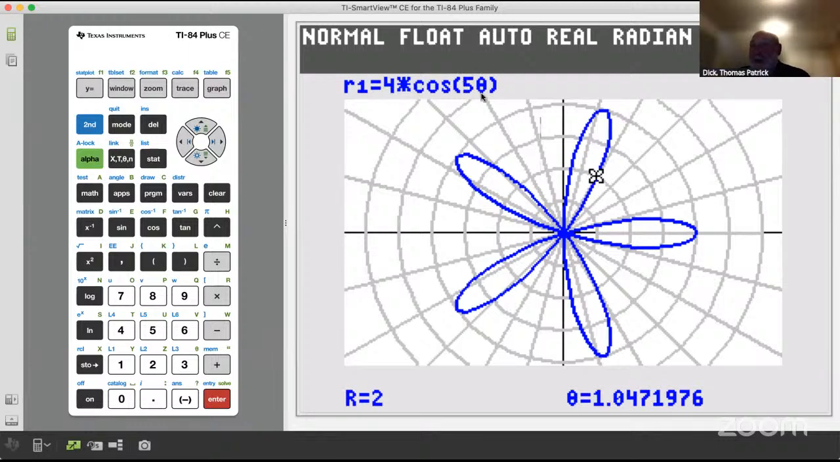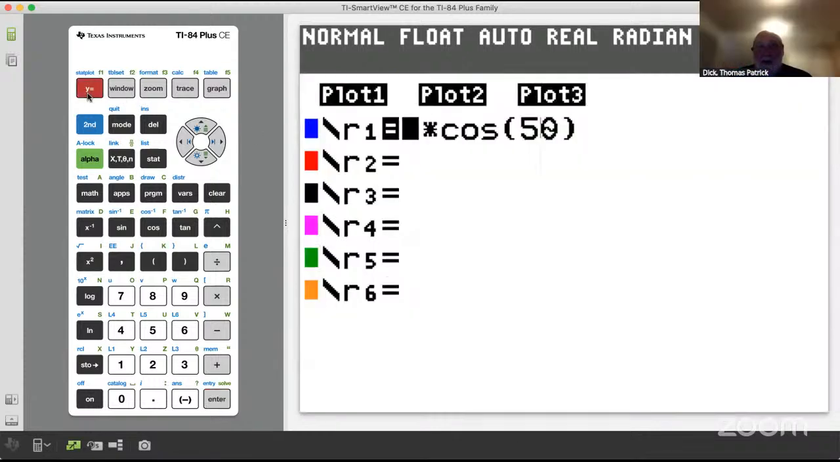And the coefficient of theta is controlling the number of leaves that we get, which is kind of cool. So we've got a whole family of these flowers, if you will. So Tom, you may be about to go here, but what if we reverse the 4 and the 5? Great. That's right.